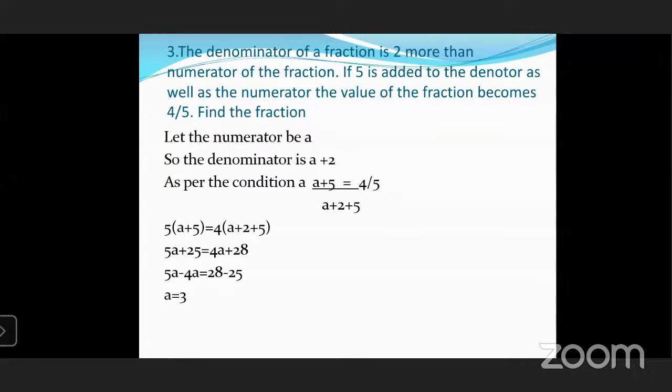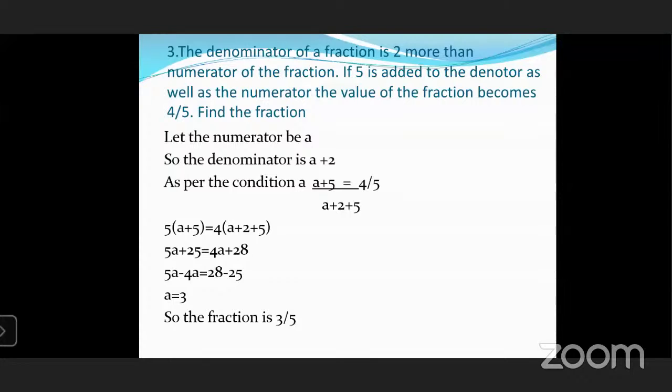So if a is equal to 3, numerator is 3, the denominator is 2 more than a. So denominator will be a plus 2, which is 5. So numerator 3, denominator 5, the fraction is 3 upon 5.